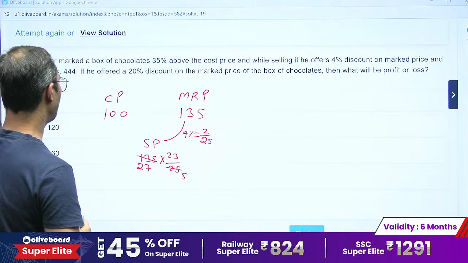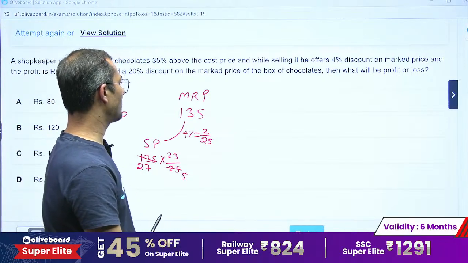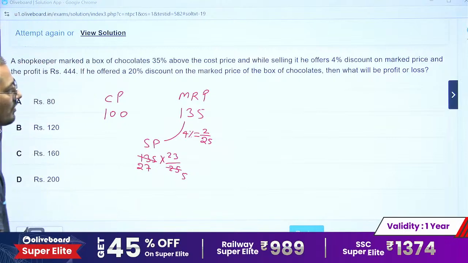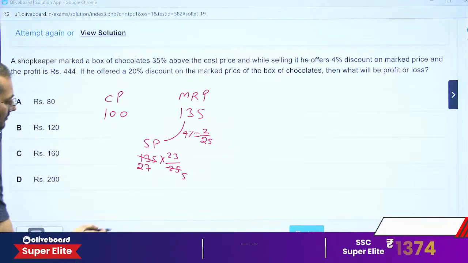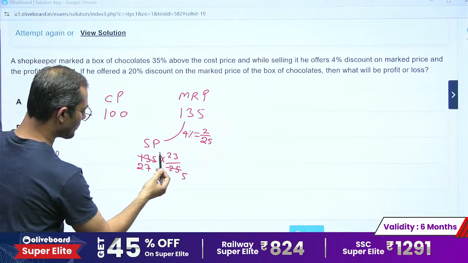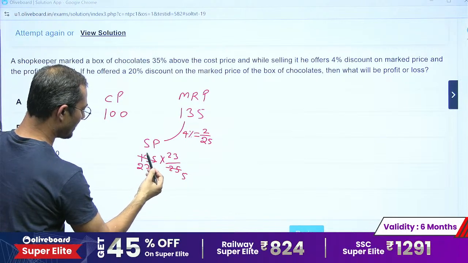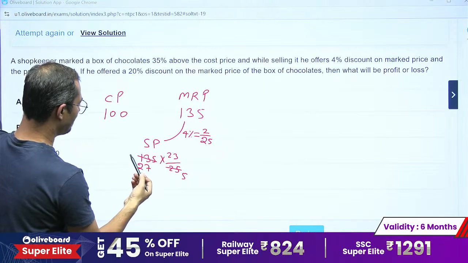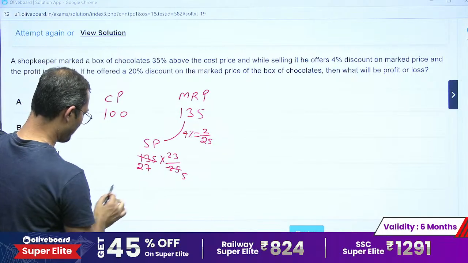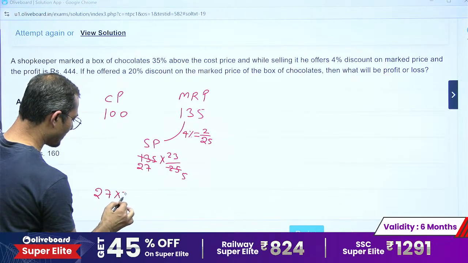Okay. If he offers a 20% discount on the mark price of the box of chocolate, then what will be the profit or loss? So we can say simply, see, 27 into 23, just do it. 27 into 23 divided by, or we can say that, see, just do it. 27 and 23, right?